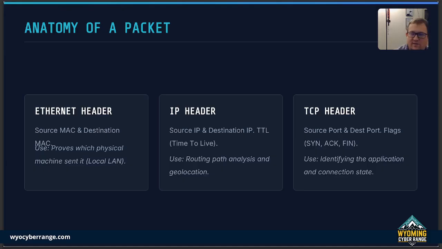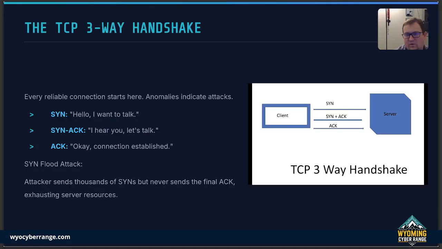And then the TCP header, which also is going to contain things like source and destination ports and all the flags like SYN, ACK, FIN, reset, all the fun flags, okay, which are used to identify the application and the connection state itself. And then also it helps us identify if there are any types of attacks here, because we want to use what we call the TCP three-way handshake.